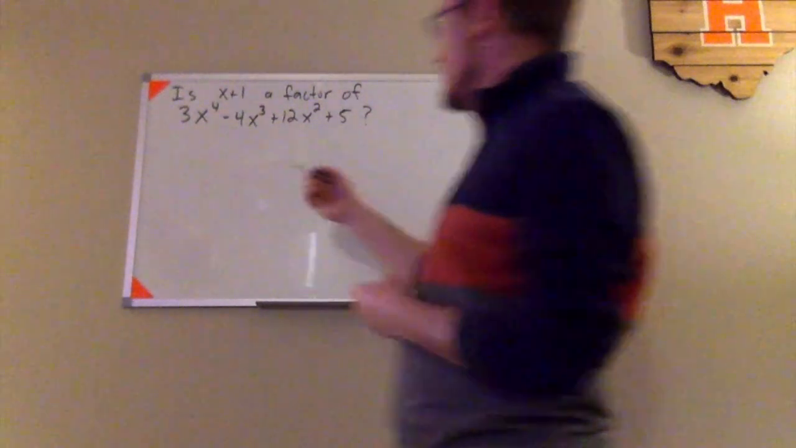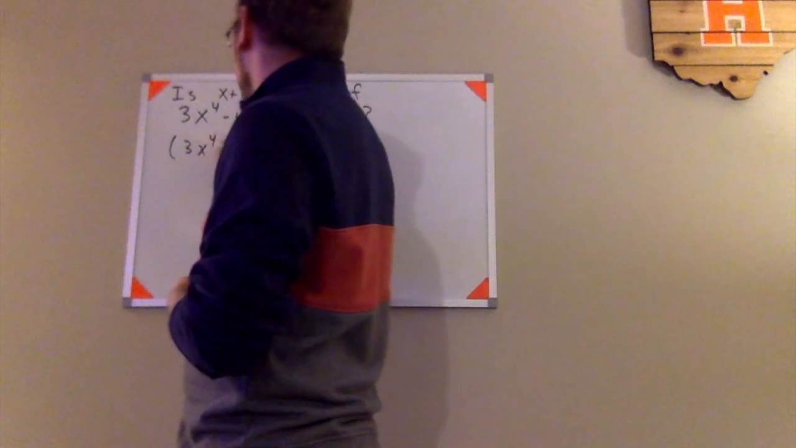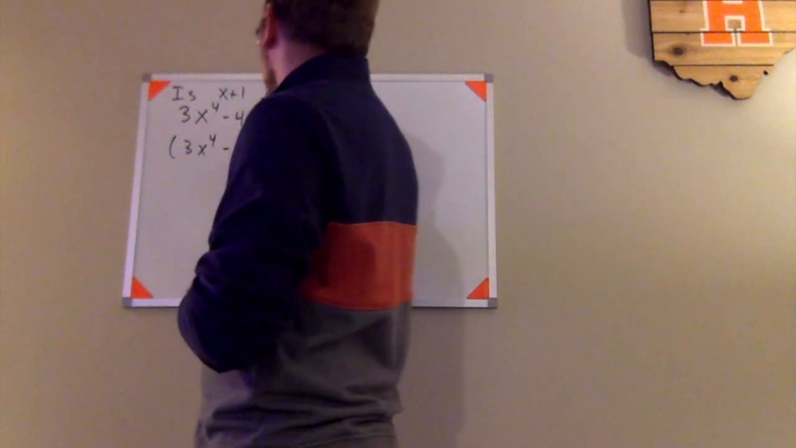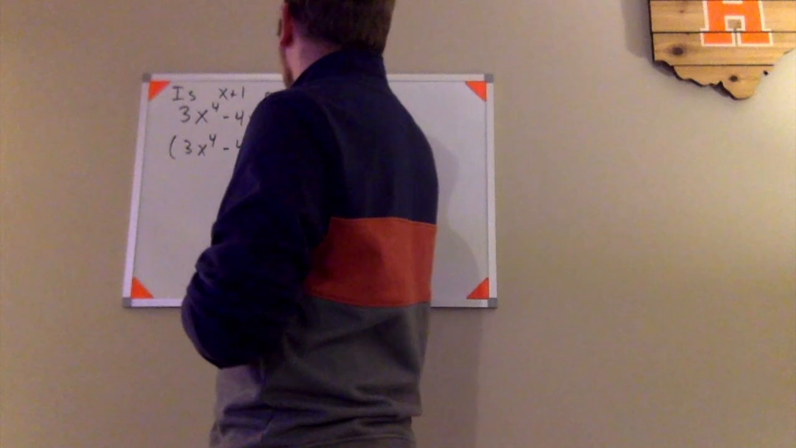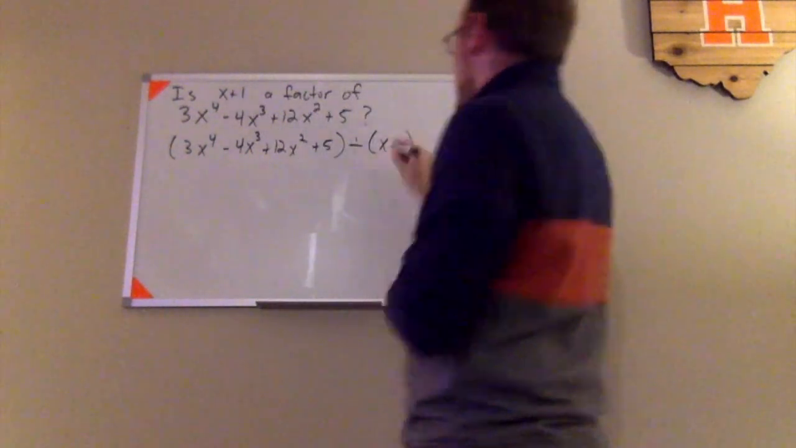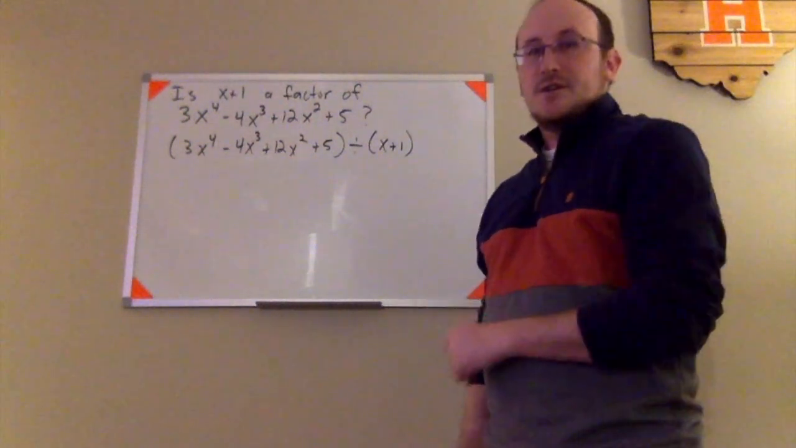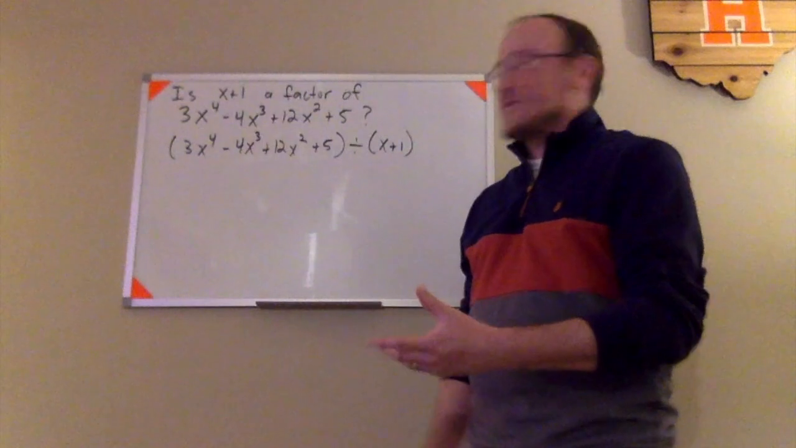So what we're really going to try to do right now is this division problem, where we take 3x to the fourth minus 4x cubed plus 12x squared plus 5, and we divide that by x plus 1. I'm going to choose to use synthetic division to do this, so let's go ahead and set up that synthetic division problem.